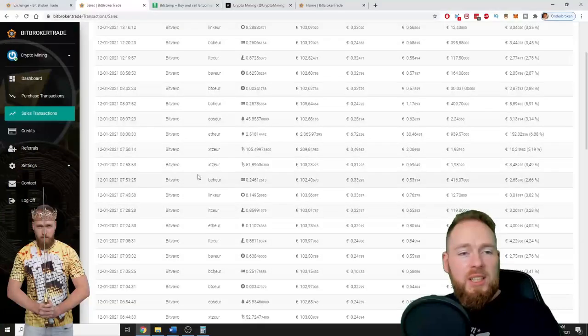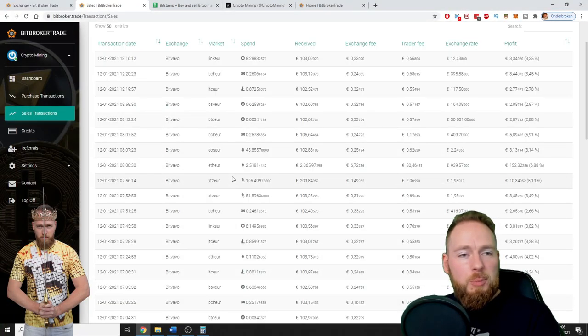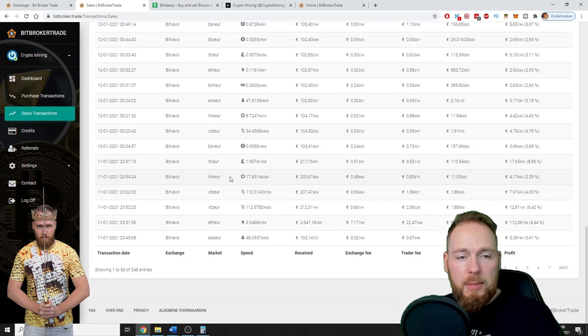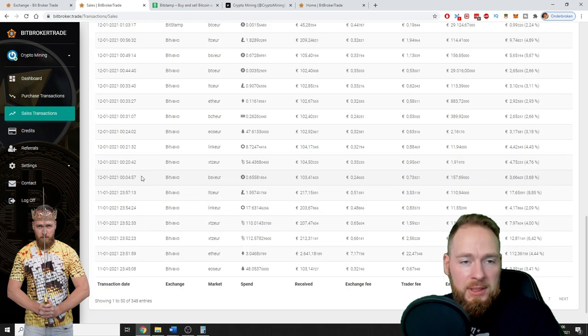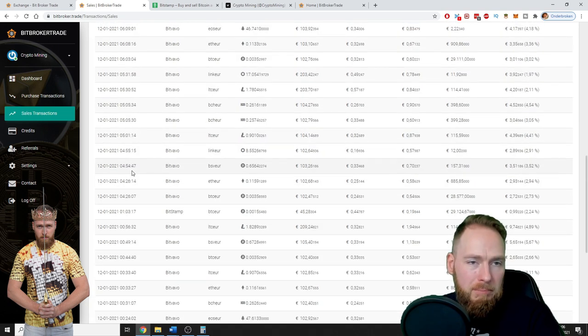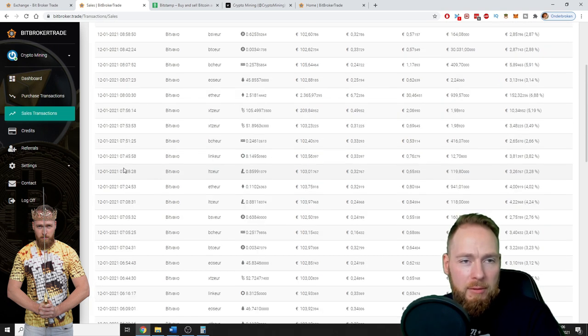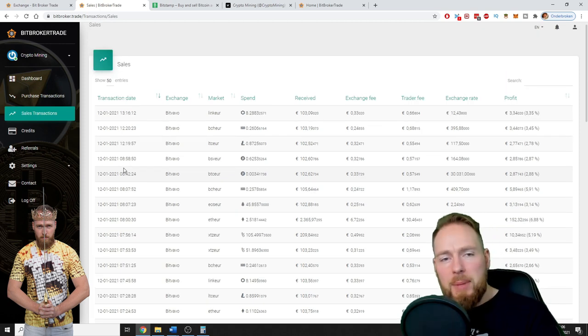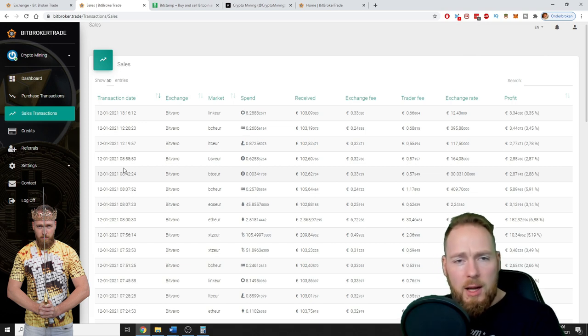So as you can see, my trader is pretty optimized, I believe, and it's making me money. It depends, but almost every hour I'm receiving money. Of course, it depends on the market, how volatile the market is, etc. But as you can see, it works.